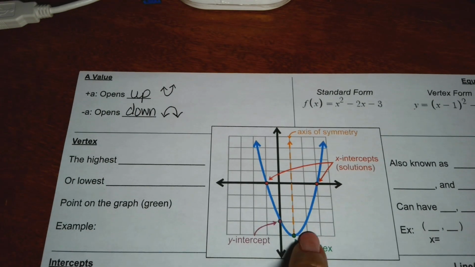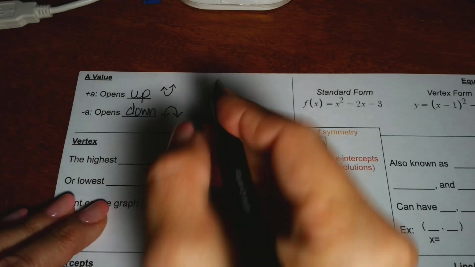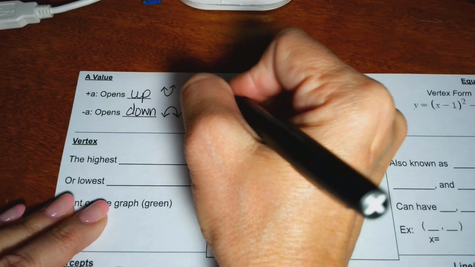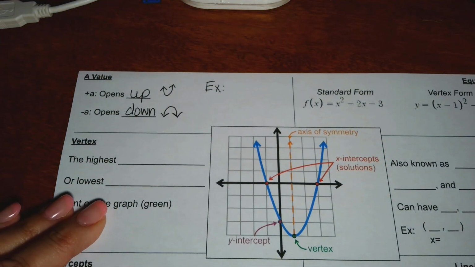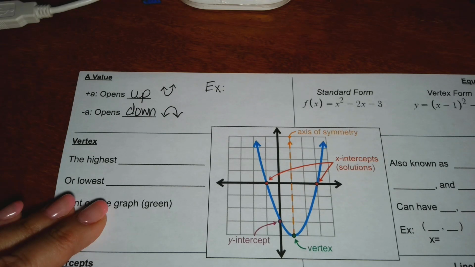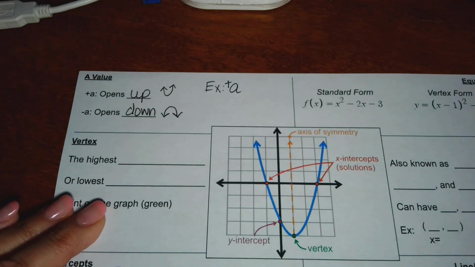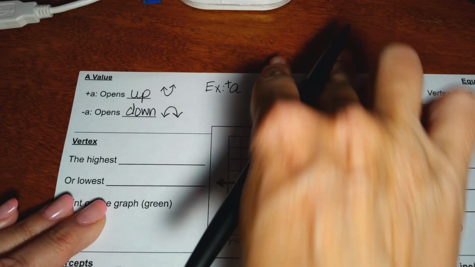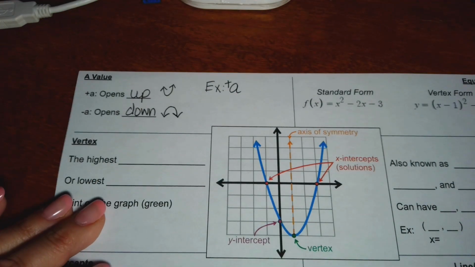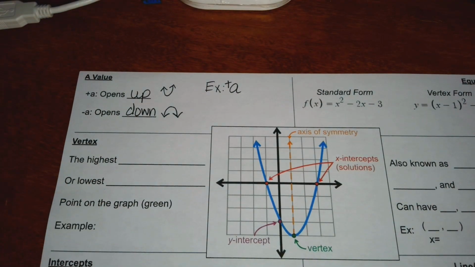So if you look at this graph right here, this example, would you guess that the a value is positive or the a value is negative? The a value is positive because the arrows are going up. So it's opening up, it has to be positive.